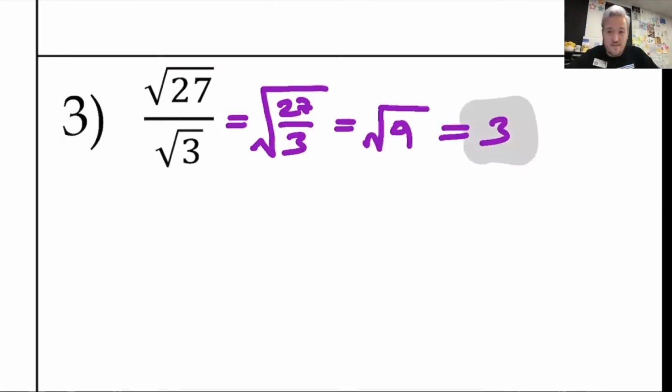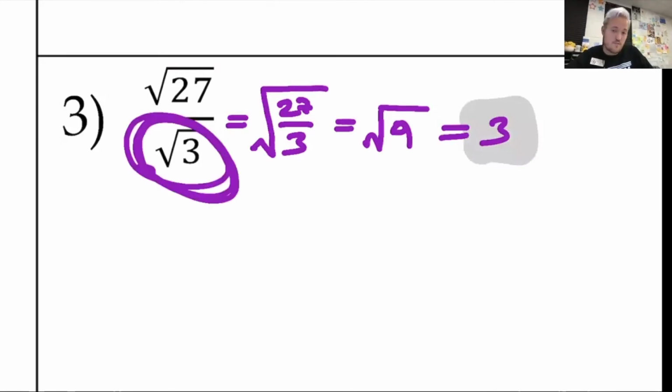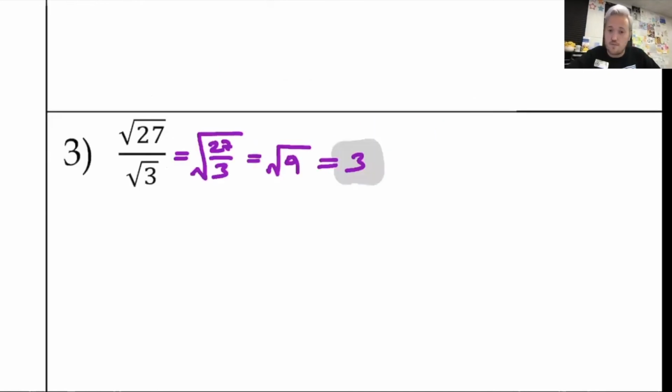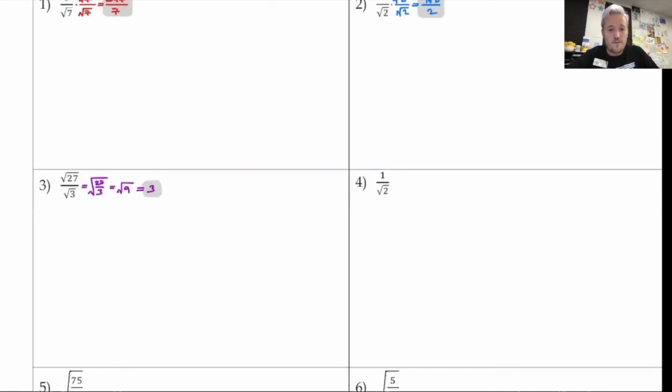So I didn't even have to rationalize on this one. You could rationalize by multiplying by the square root of 3 over the square root of 3, but it's going to give you the same answer and a whole lot more work. All right, so I highly recommend work smart, not hard. All right, number 4.